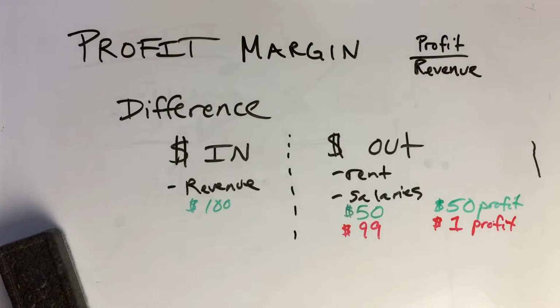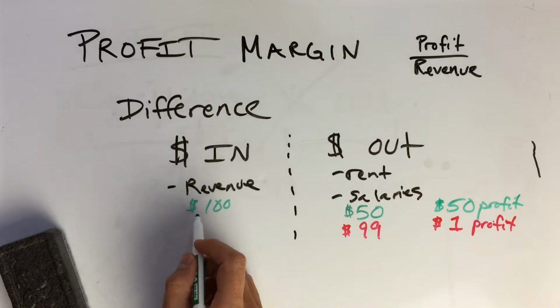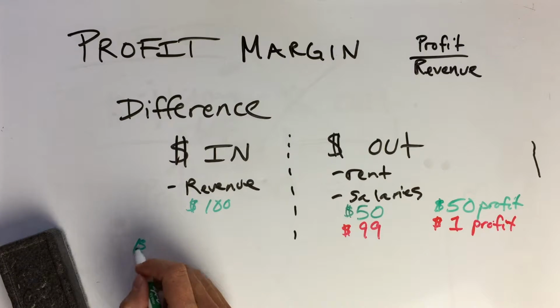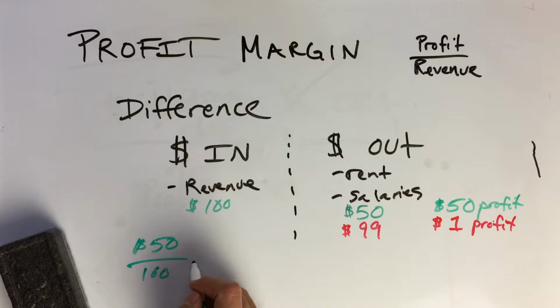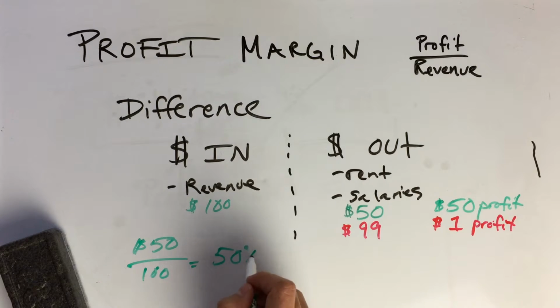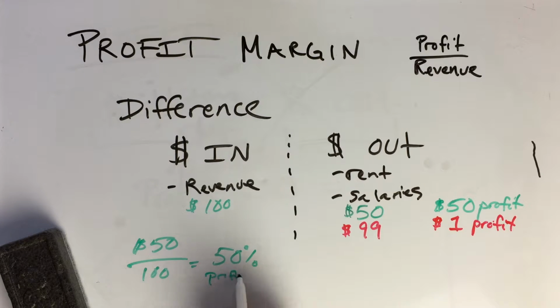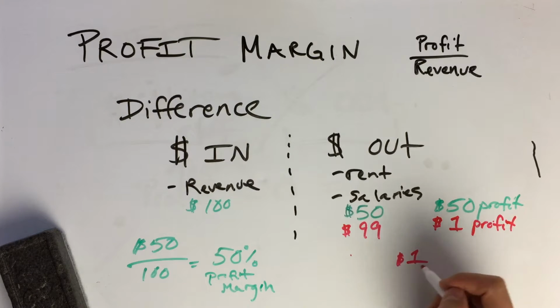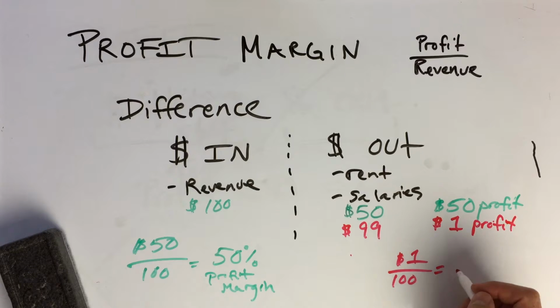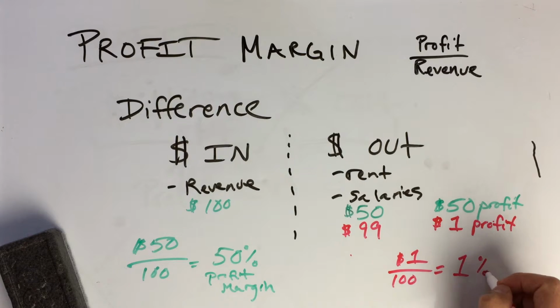So for the first example, my profit is $50 and my revenue is $100. So in this scenario, 50 over 100, I have a 50% profit margin. This is actually 0.5, but you multiply it by 100 to create a percentage. So you probably know what that math is. 50% profit margin. A lot of people just say margin. In the other example, we've got $1 profit. We've got the same $100 revenue. This equals a 1% profit margin.